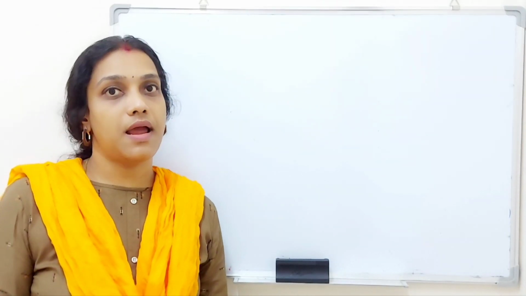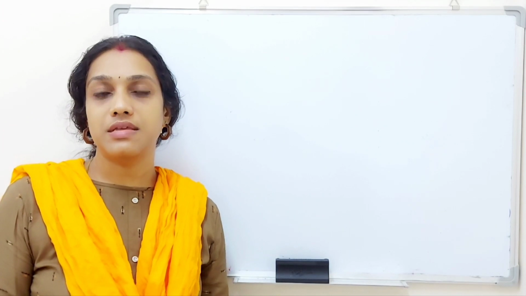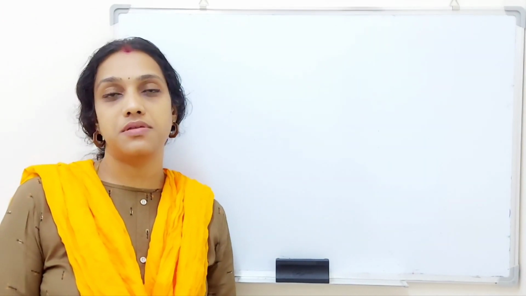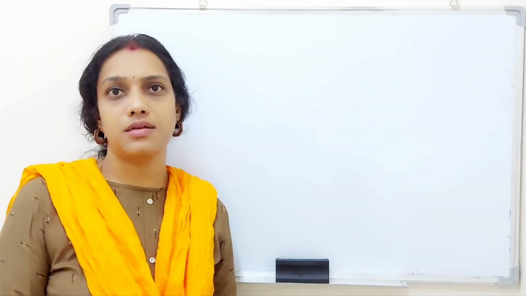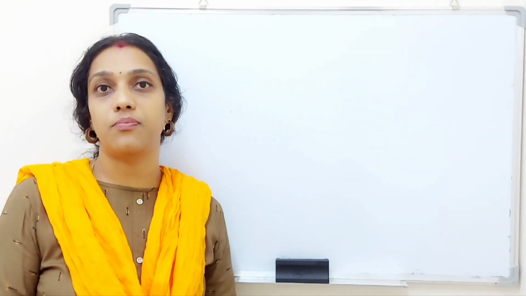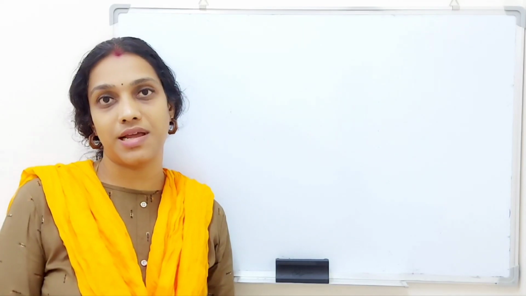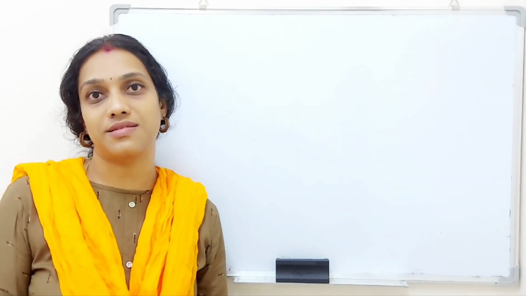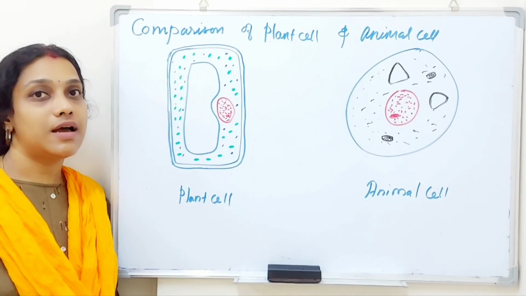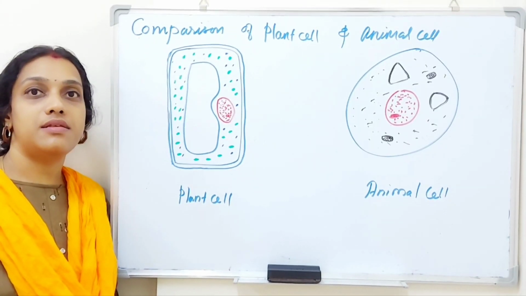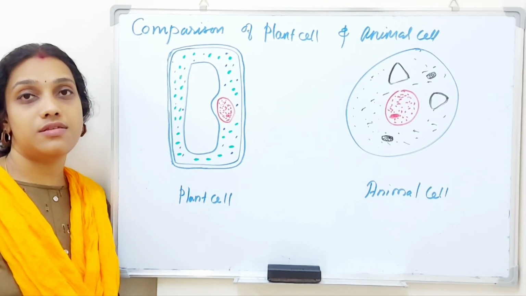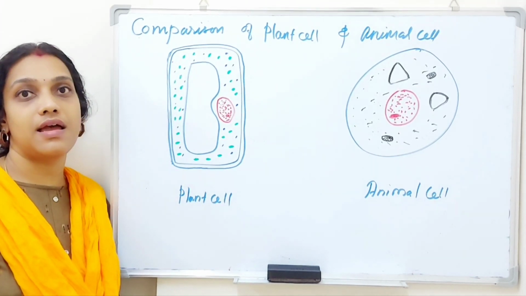The main living things are plants and animals, right? So is there any difference between plant cells and animal cells? Cells are present both in animals and plants. Is there any difference between the cells of plants and animals that we have to study? So let us go for a comparative study of plant cells and animal cells. Moving on to the last topic of this unit, that is comparison between plant cells and animal cells. Let us see whether there is any difference in the cells of plants and animals.